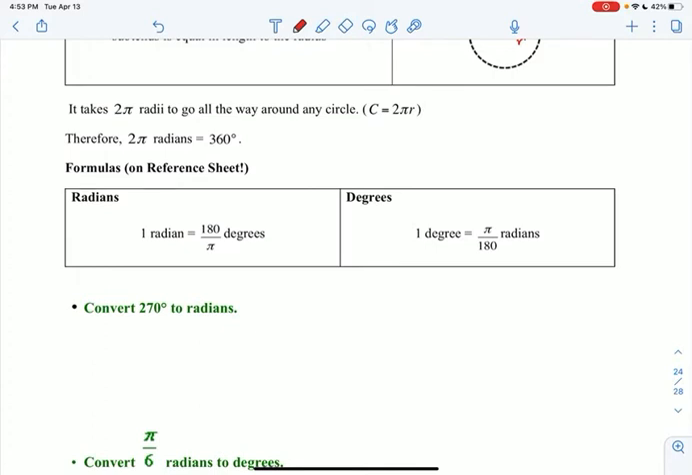If I want to convert 270 degrees to radians, I multiply 270 by pi over 180 because I'm converting to radians. I just need to reduce this. The zeros can cancel out, and I really have 27 pi over 18. Now 27 and 18 are both divisible by 9. 27 divided by 9 is 3, and 18 divided by 9 is 2. So the answer is 270 degrees is equal to 3 pi over 2.